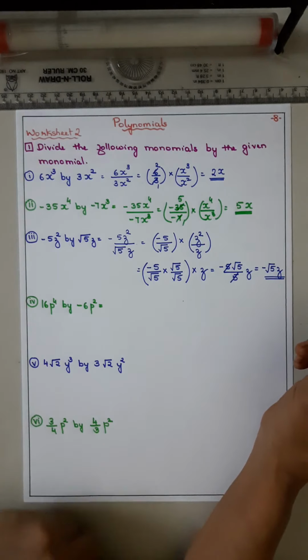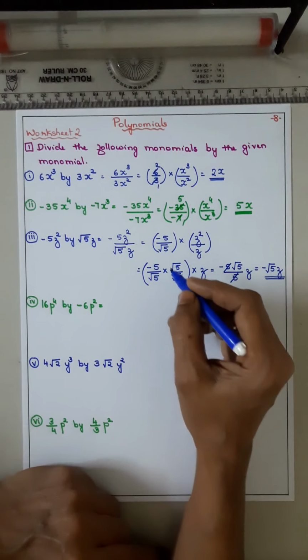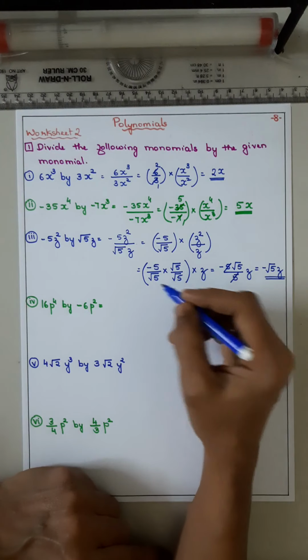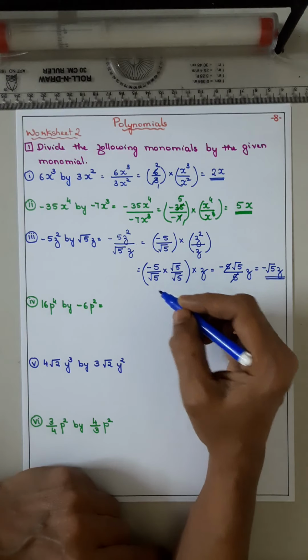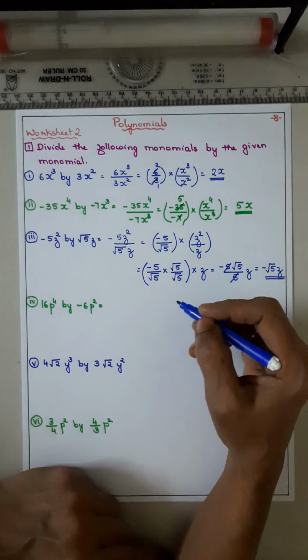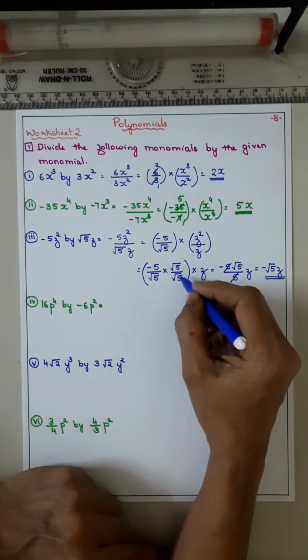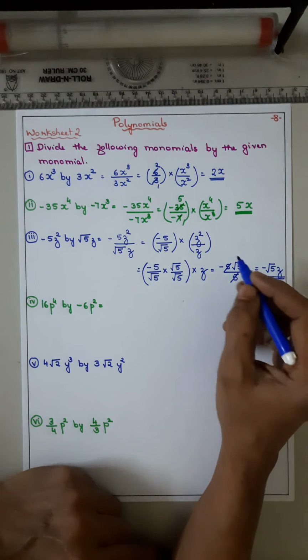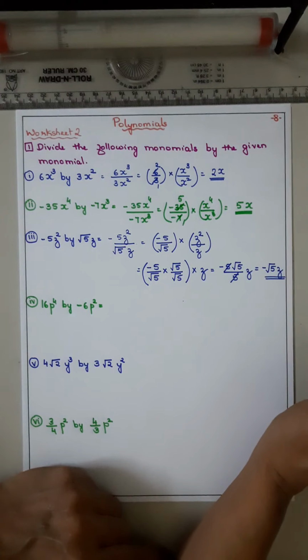Did you understand this? Whenever you have root 5 or a square root in the denominator, multiply numerator and denominator by the square root of that number and make it a whole number, and then you can cancel it.